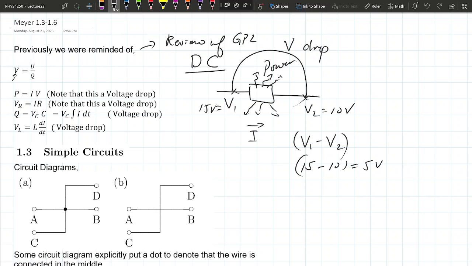Okay, it's a little wonky. It's a little bit different format for each of these. But these are the ones that are easiest to remember, right? QVC and then VIR. The more complicated version is that if you want to write everything in terms of current, right?